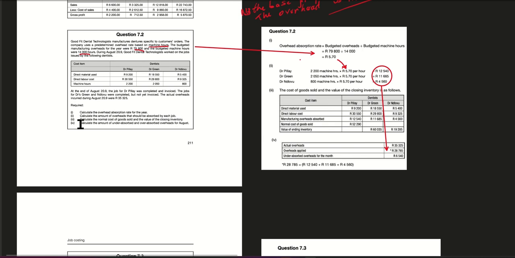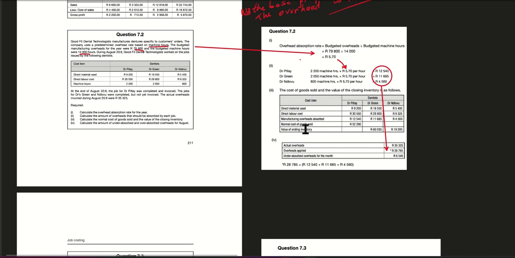All right, but the main question here that should be looked at was the cost of goods sold and the value of closing inventory are as follows. Remember again, that's what we want to look at: direct material used, direct labor cost, manufacturing overhead. Everything is taken into account here, and this will give us the normal cost of goods sold. But now I want to ask you the question: why only Dr. Pillay? Why only Dr. Pillay?